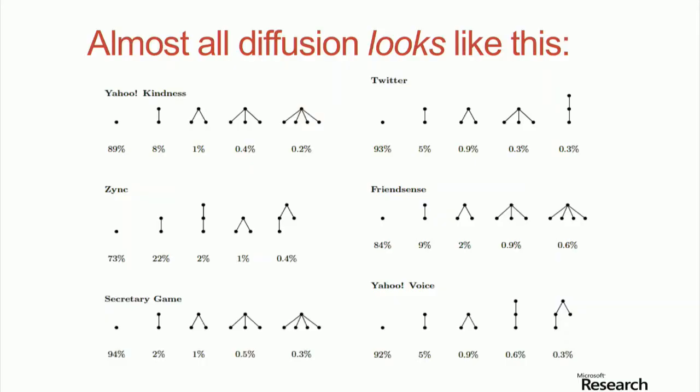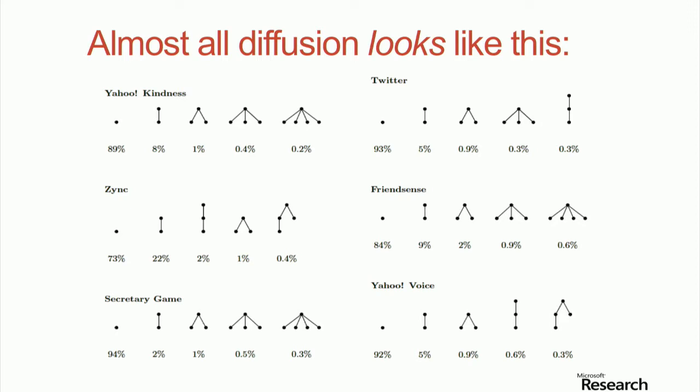And so what we found was actually extremely consistent. What I'm showing here are the six different domains, and in each case, I'm showing you the top five most frequent motifs. So these are structures that appeared in the data that represent the most common diffusion patterns.